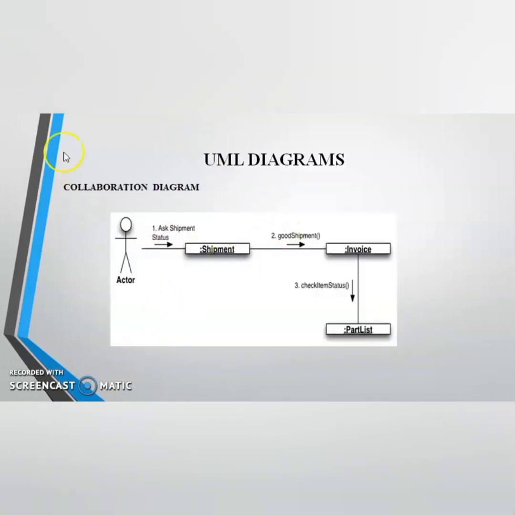This is the collaboration diagram for the sequence diagram. Actually, a sequence diagram takes more space, so to avoid that, we use the collaboration diagram. Here, the actor asks the shipment object for the shipment status. Shipment status means whether the books are available or not. Once the books are shipped, the shipment message is given to the invoice. This invoice object generates the invoice statement and checks the item status. And this check item status message is given to the part list. This is the sequence of messages sent and received.